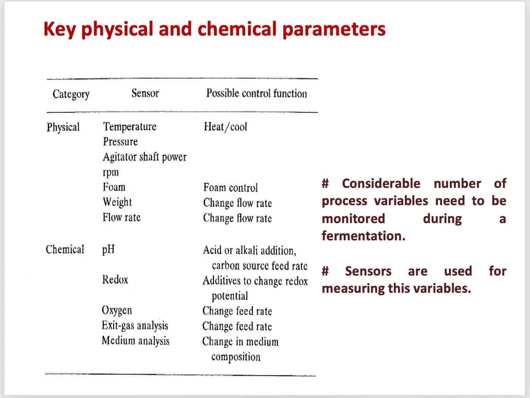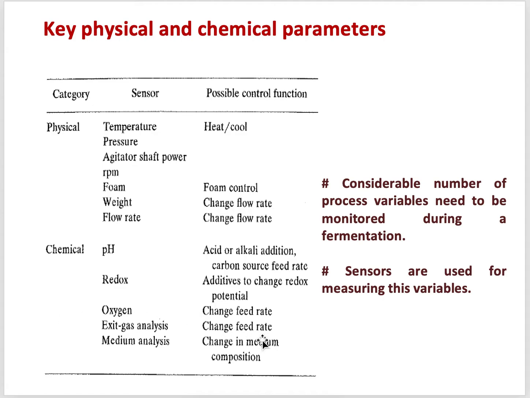And this table shows the parameters of a bioreactor which we need to control. We can categorize these parameters into physical and chemical parameters. Physical parameters are like temperature, pressure, agitator shaft power, RPM, foam, weight, flow rate. And the chemical parameters are pH, redox, oxygen, exit gas analysis, medium analysis, etc.